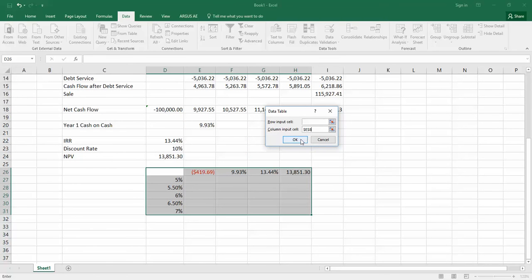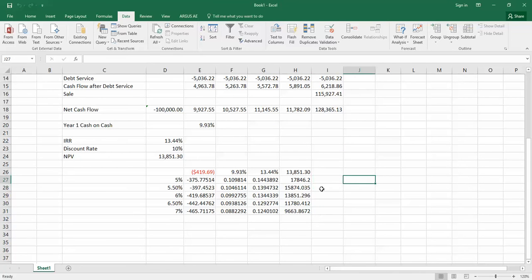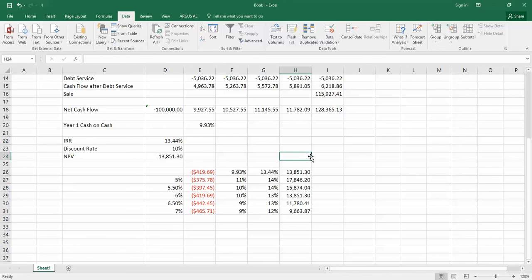And now that I have it set up, I press OK, and after a moment, it calculates. And we can now see how the payment varies as the interest rate changes, the year one cash on cash, the IRR, the net present value. Of course, you might want to format it to make it pretty. You might want to put some percentages on that. Two spaces after the decimal. I can make that dollars. You can format it however it makes you happy.